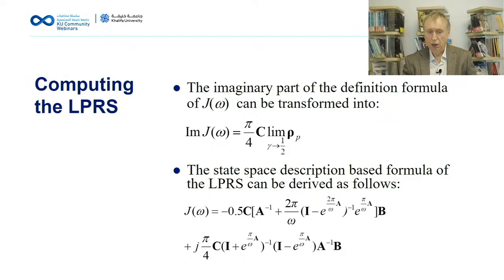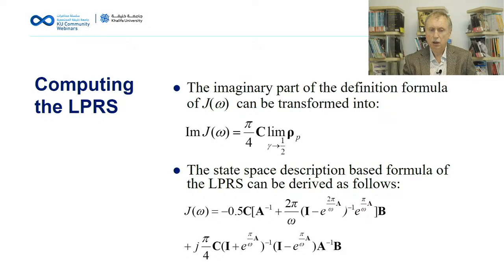You can see that this is a function G, a function of frequency, and it includes only the matrices of the original system, matrices A, B, and C. It doesn't include any values from the nonlinearity or the quantities that we used in the definition.